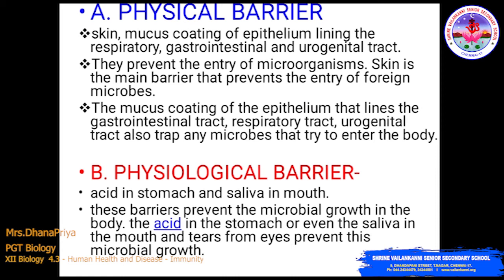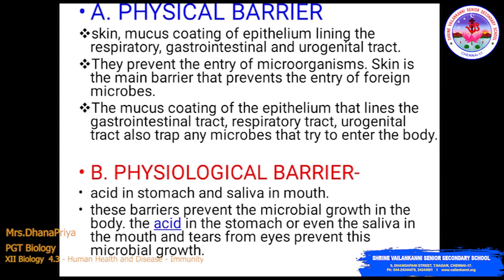They prevent the entry of microorganisms. Skin is the main barrier that prevents the entry of foreign microbes. The mucus coating of the epithelium that lines the gastrointestinal tract, respiratory tract, and urogenital tract also traps any microbes that try to enter the body.